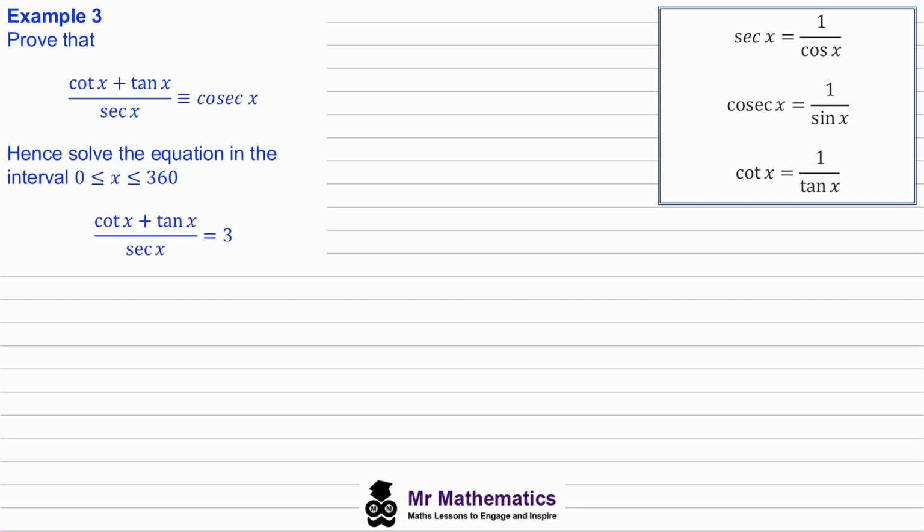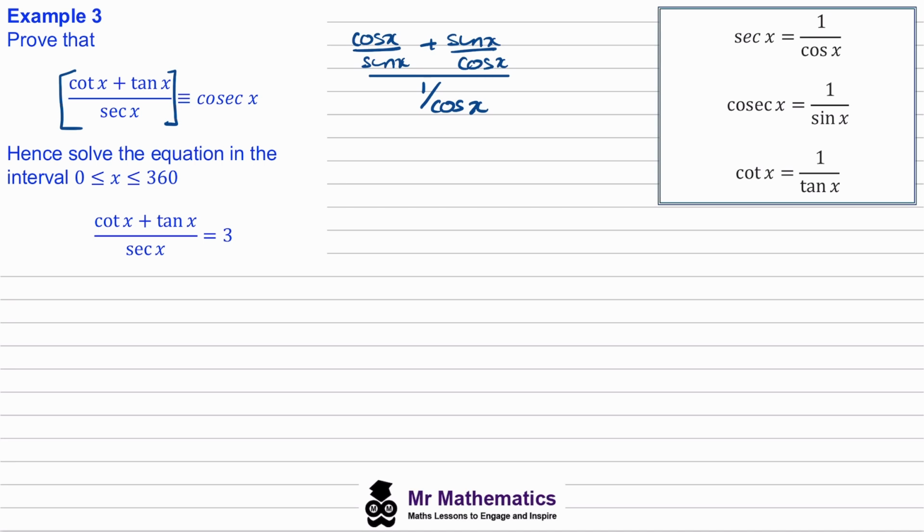Okay, so welcome back if you had a go. So we'll begin by simplifying this left-hand side. Cot of x will be the cos of x divided by sine of x. And tan of x will be sine over cos. And we're dividing all of this by 1 over cos, which is the sec x.